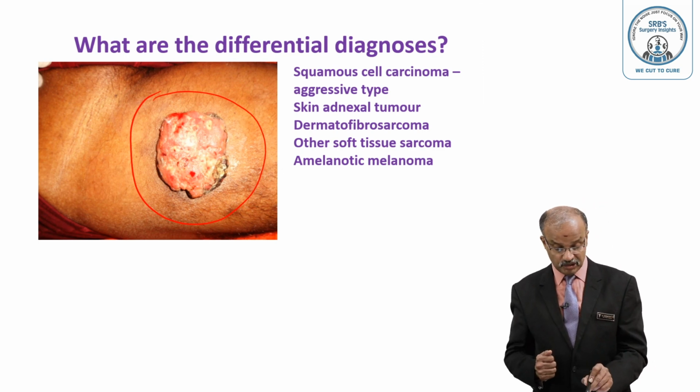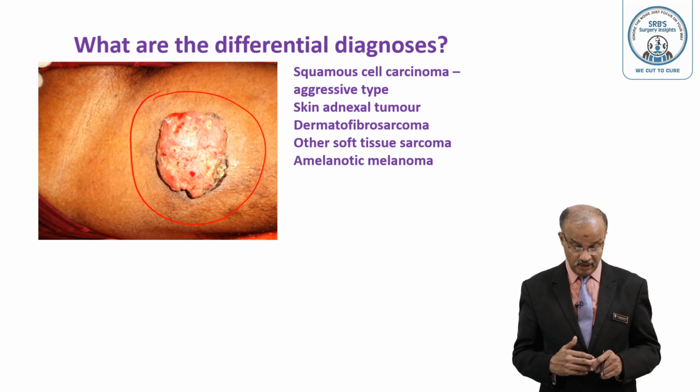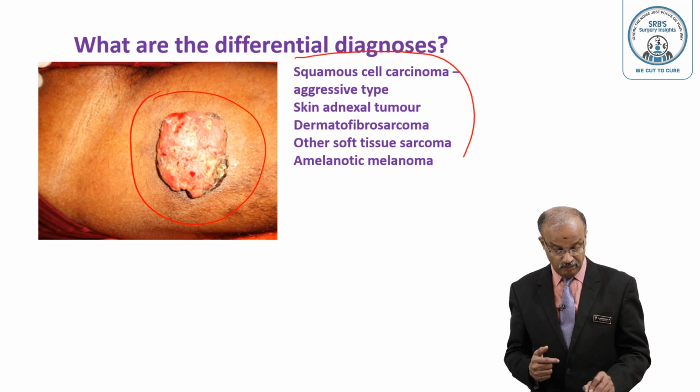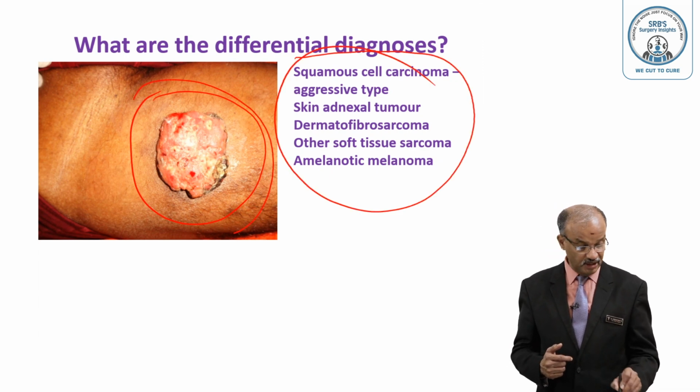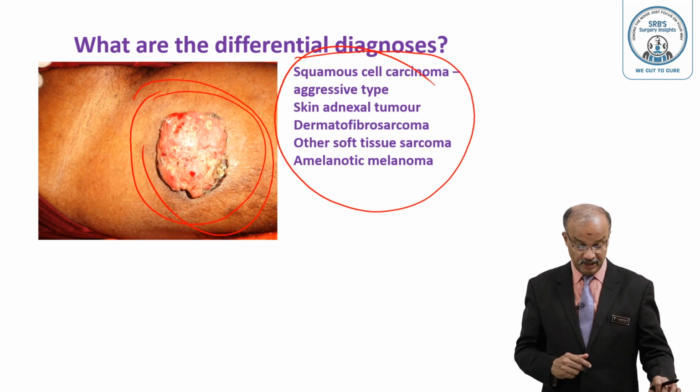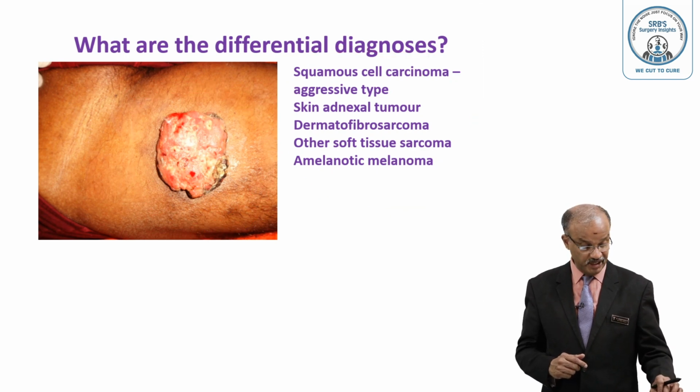This is the differential diagnosis I said already. Soft tissue sarcoma, amelanotic melanoma you have to think of, other than squamous cell carcinoma. These are the things you have to remember as a differential diagnosis when you see such a lesion in a patient. Don't forget to examine the inguinal lymph nodes, and don't forget to stage this patient.